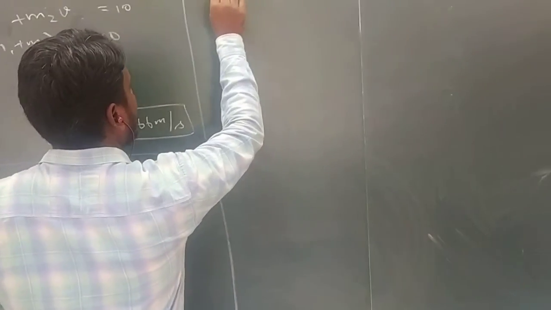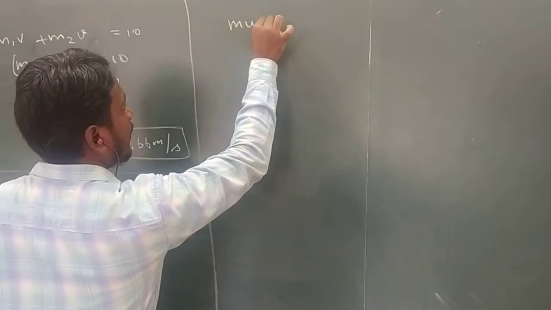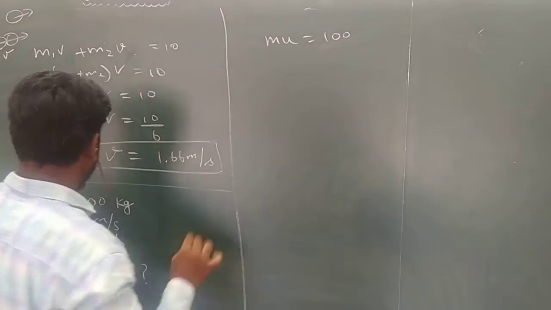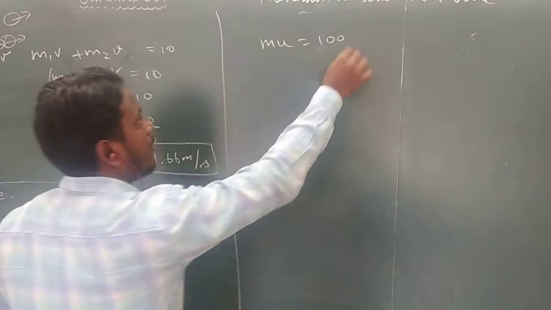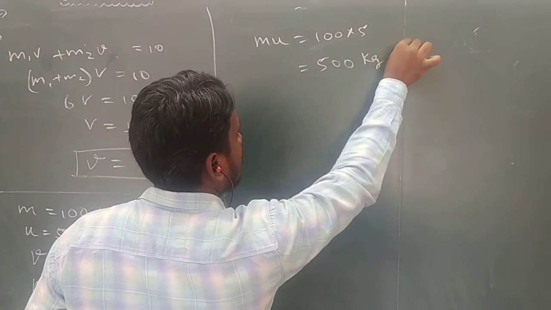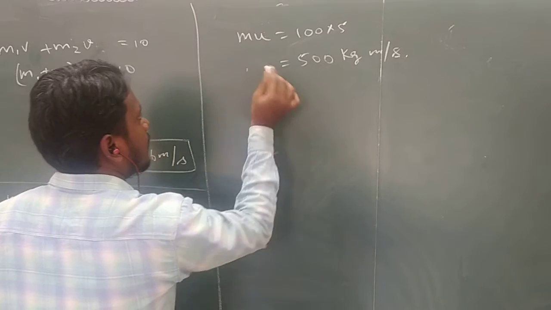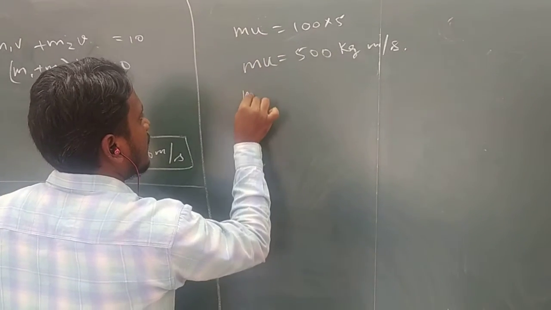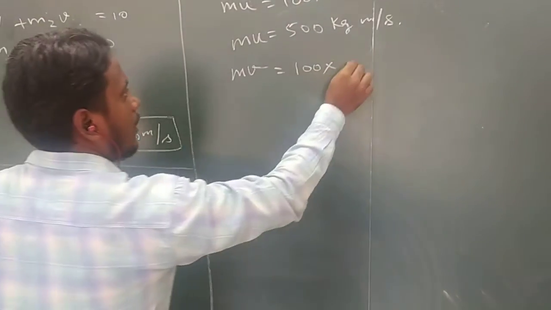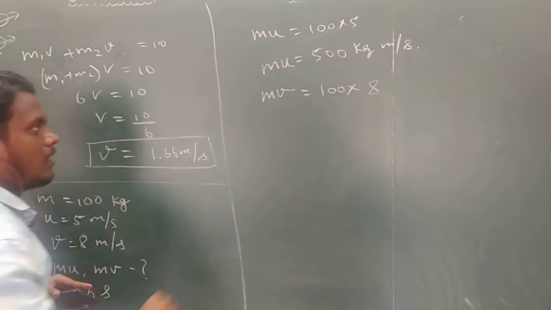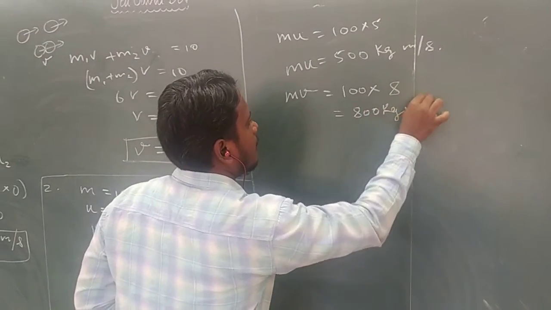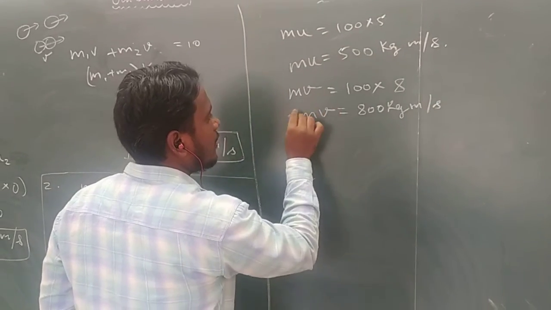What is mu? Initial momentum, mu equal to mass into u. Mass is 100, see here, and u is 5. 100 into 5, 500 kilogram meter per second. Don't forget the units. This is initial momentum. Then next, final momentum, same mass, final velocity v is 8 here. So 100 into 8, 800 kilogram meter per second is the final momentum of the object.